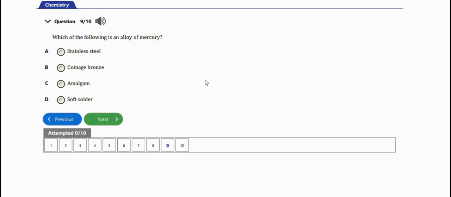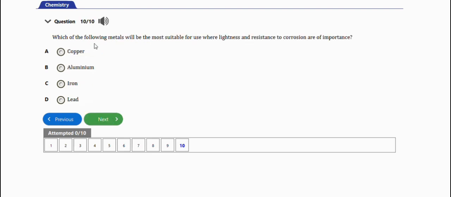Very important, guys. Last question to attempt before I end this video is this one. It says which of the following metals will be the most suitable for use where lightness and resistance to corrosion are of importance? We have copper, aluminium, iron, lead. So it's obvious aluminium is the right answer, option B.